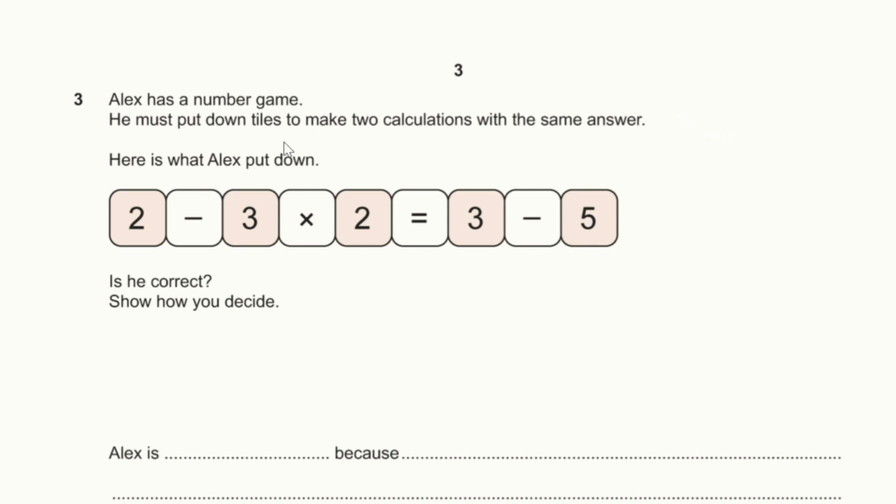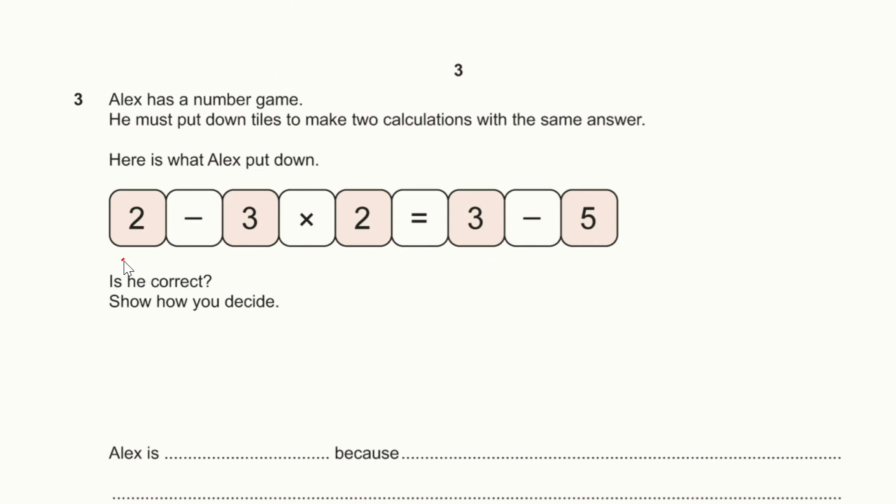Question number 3. Alex has a number game. He must put down tiles to make 2 calculations with the same answer. Here is what Alex put down. 2 minus 3 times 2 equals 3 minus 5. Is he correct? Show how you decide.